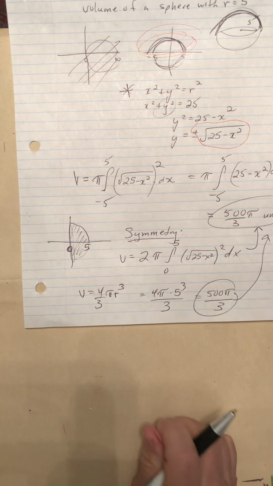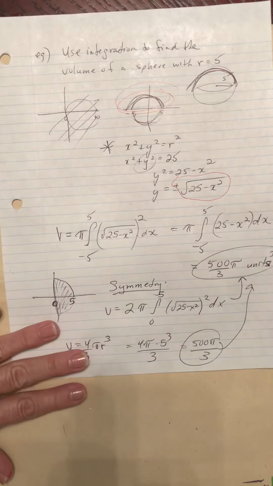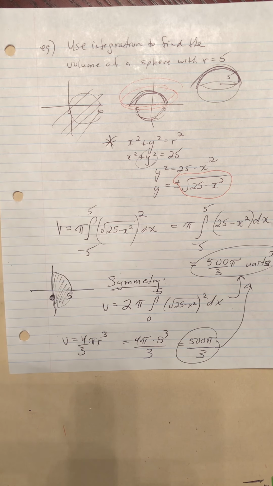So the math here isn't too tough. It's really nice to have your picture. Watch the wording in the textbook when they are trying to give you the boundaries. Make sure you're understanding whether you're supposed to be spinning around the x-axis or the y-axis.